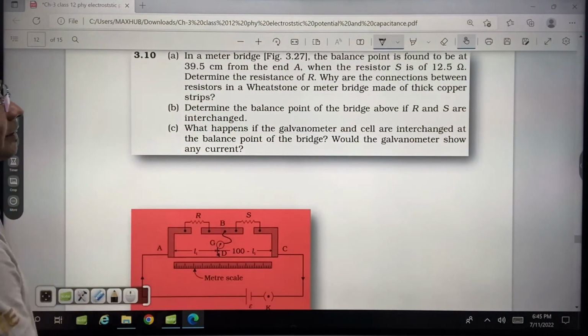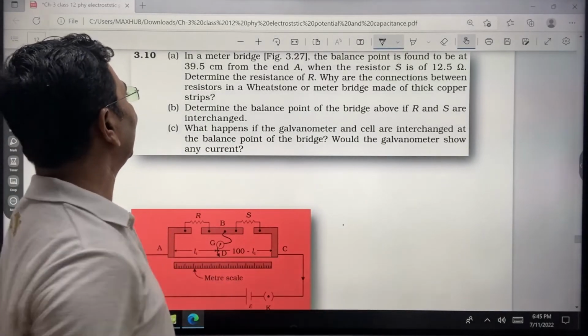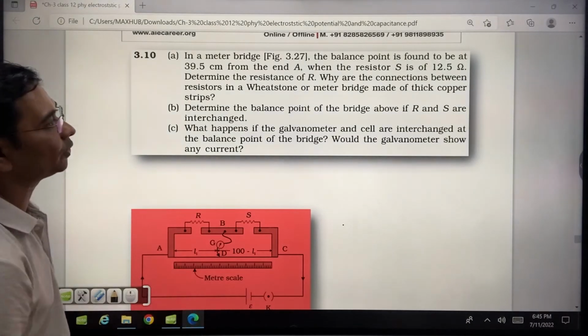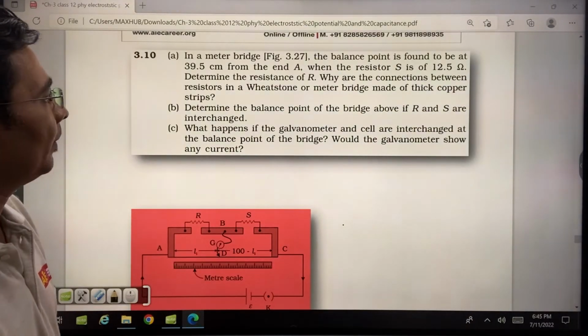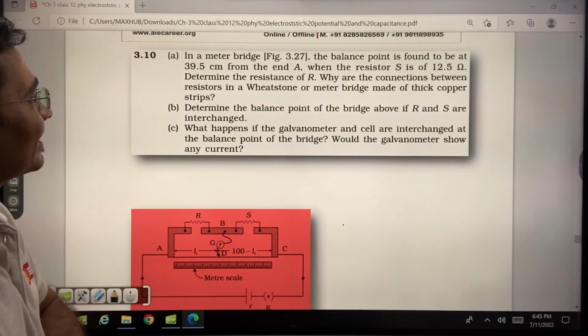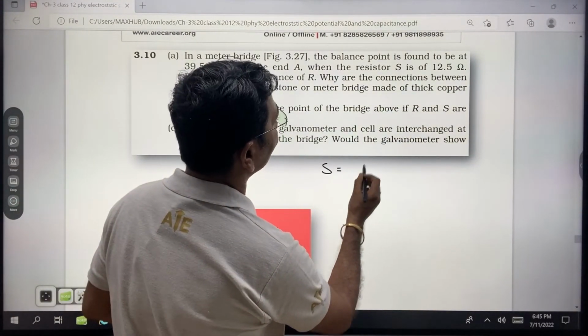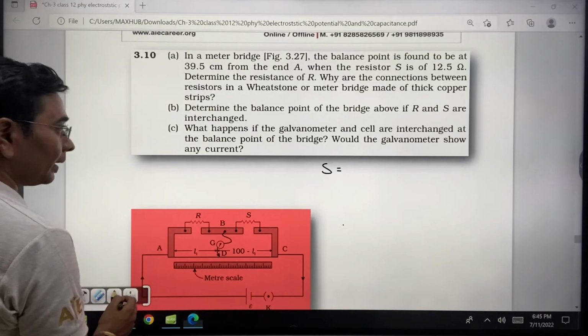Okay, so we have this. We have a meter bridge. The balance point is found to be at a distance from A. So from A, L is given to you. Okay, fine. Then the resistance S. When the resistance S, so resistance S is given to you.